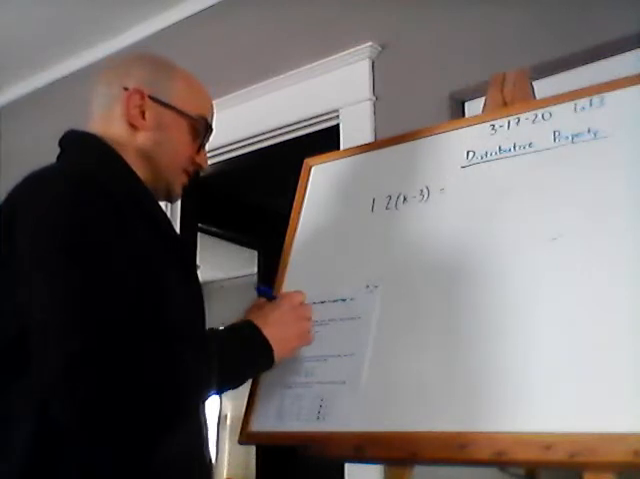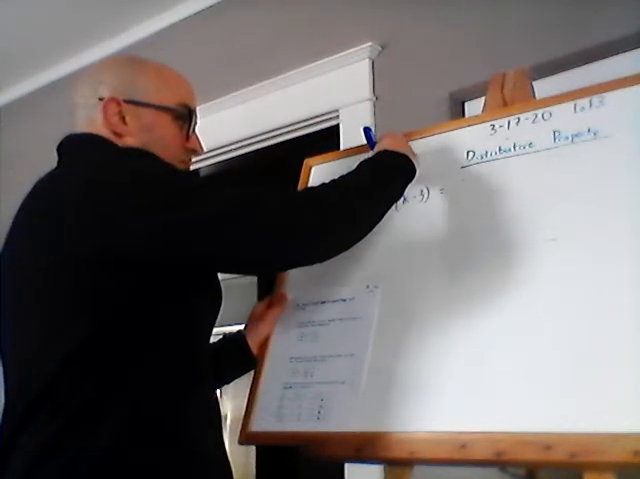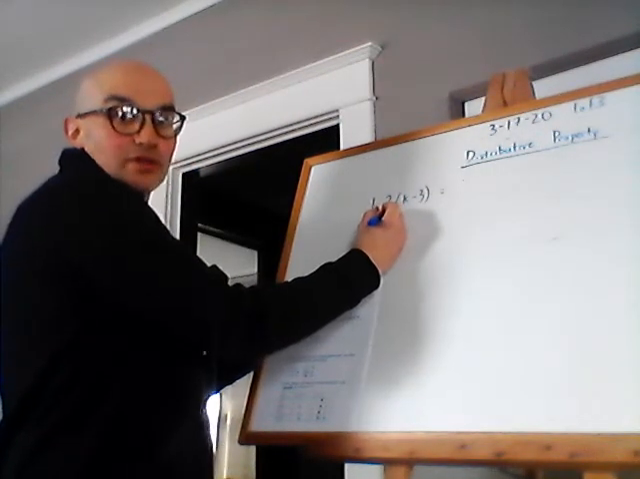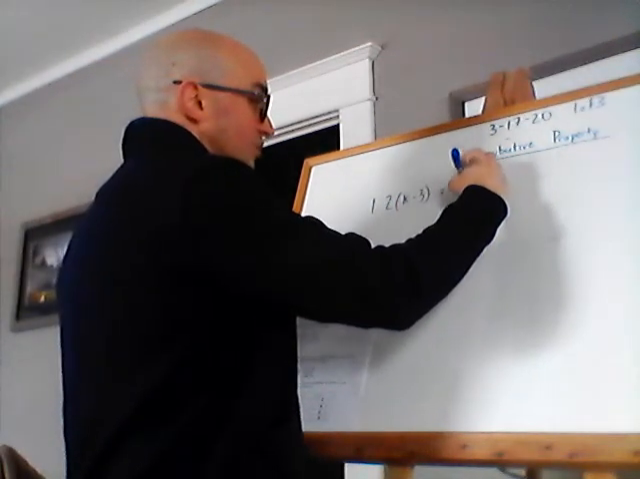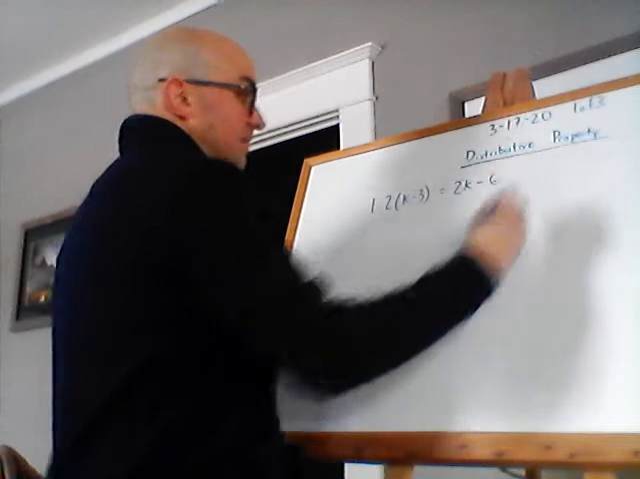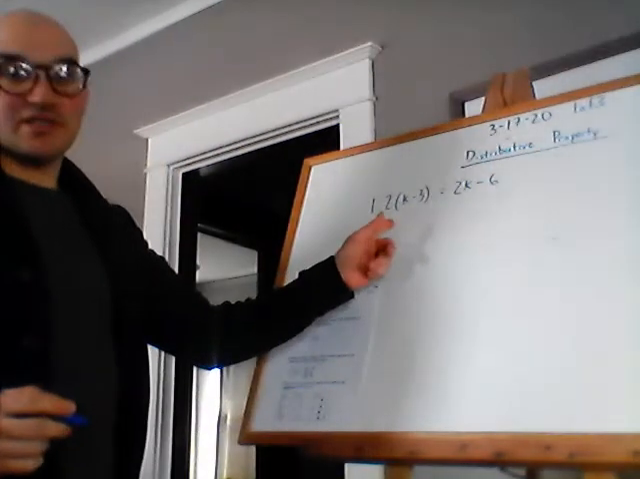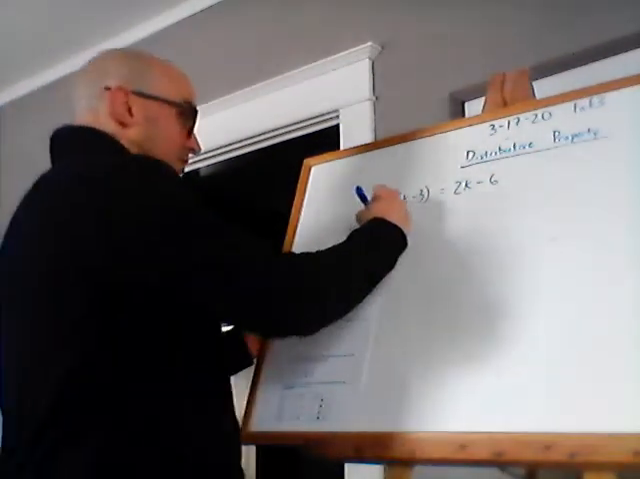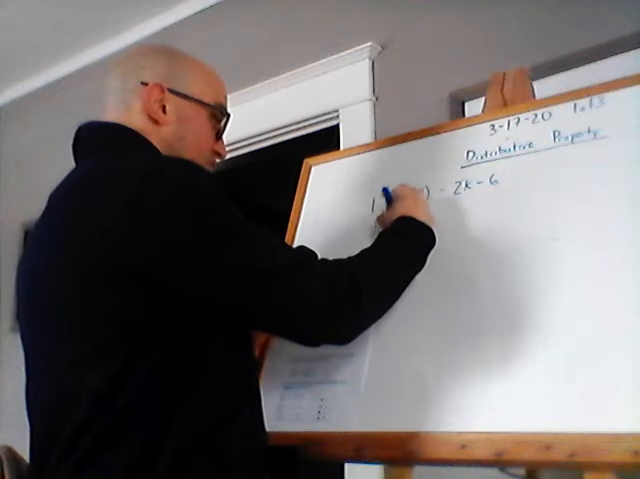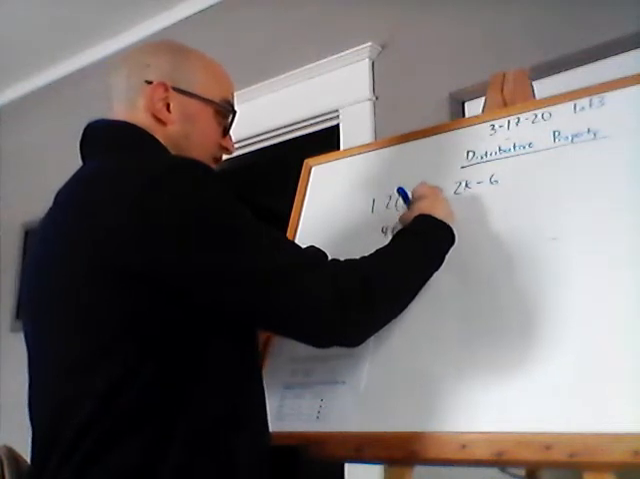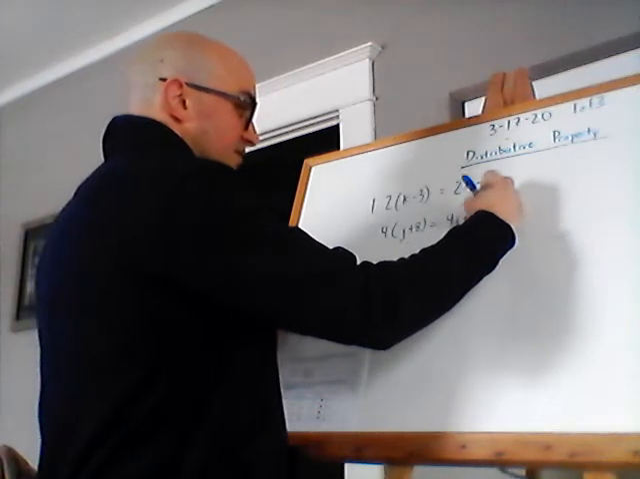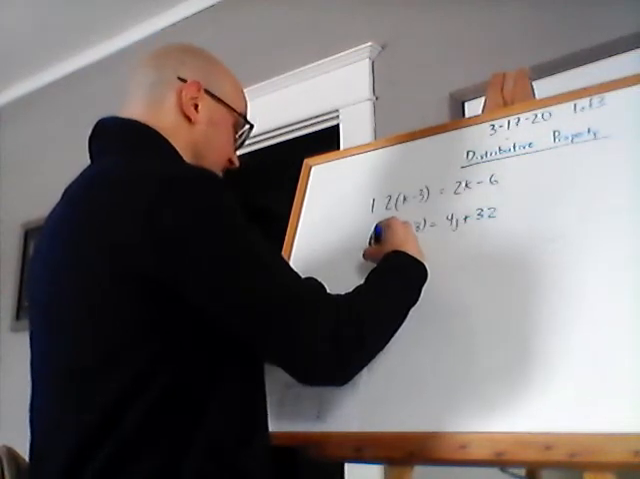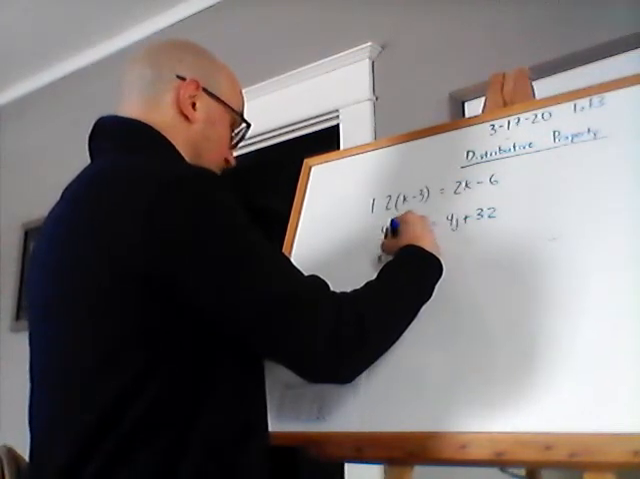The first problem asks us to use the distributive property. We're going to distribute 2 to k and -3, so of course that ends up being 2k minus 6. Remember, the parentheses imply multiplication. Part B is 4j plus 8, and of course it is just simply 4j plus 32.